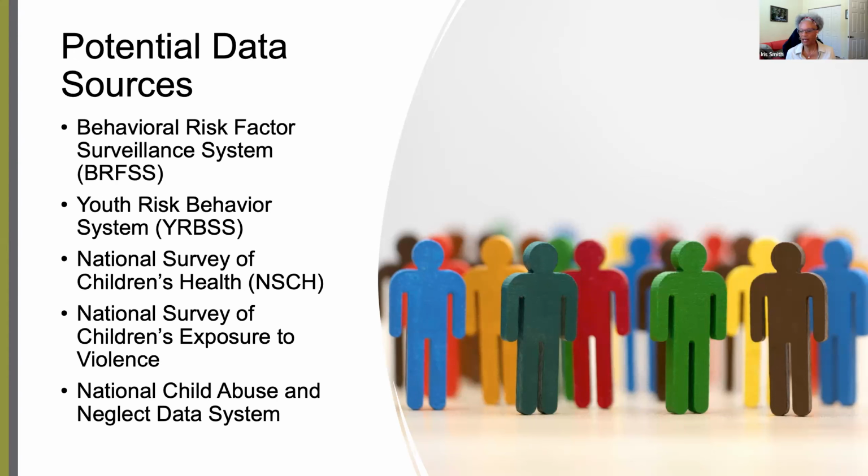Also, the Youth Risk Behavior Survey is another national source that you can use, which would have some local data, at least state level data, if it's being collected in your state. The National Survey of Children's Health, which looks at mental illness and trauma in children and things like divorce. National Survey of Children's Exposure to Violence, and the National Child Abuse and Neglect Data System. Now, many of these data sources are mirrored on the state level, and some of the information may even be available at a more local level.